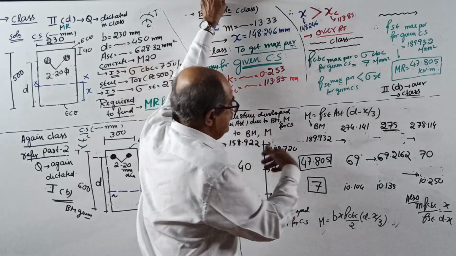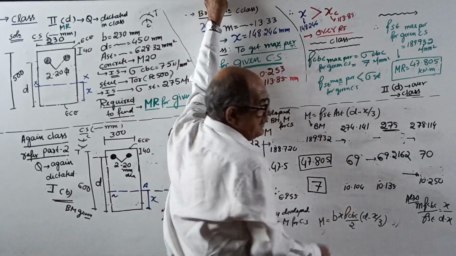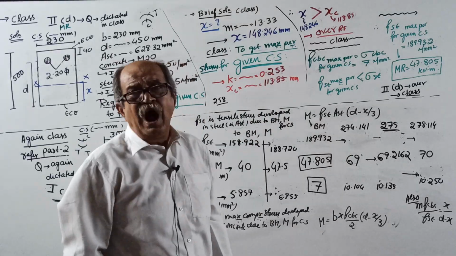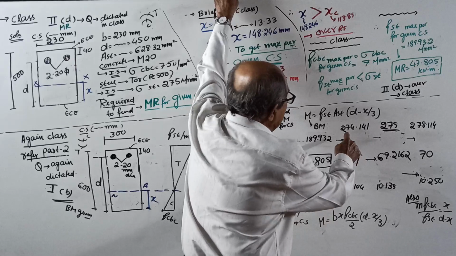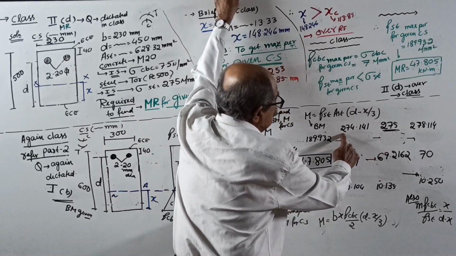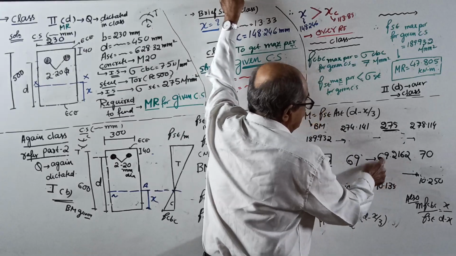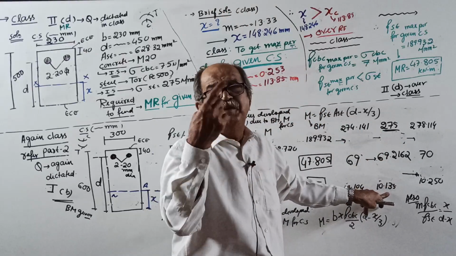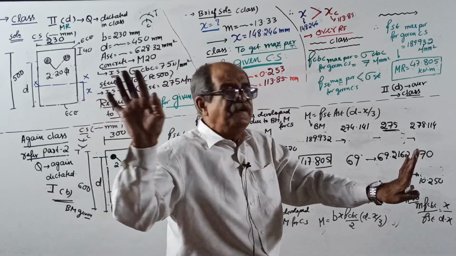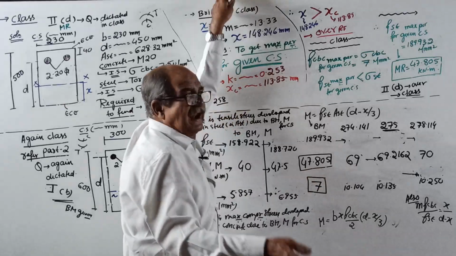Okay, now I increase to 69. See, concrete jumps from 7 to 10.104. It is not safe, but at that time you are not bothered. But steel now reaches critical, 274.141. I gave a little more BM. Steel reached critical, but concrete has gone much beyond the limit. The section is already unsafe. The moment you exceed this bending moment, it is already unsafe.